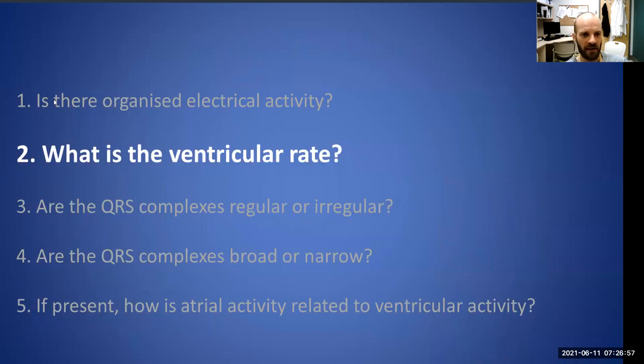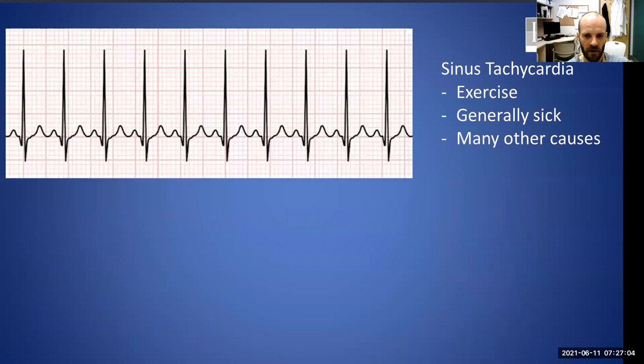So first question, is there organized electrical activity? Second question, what's the ventricular rate? Well, you know how to calculate the rate already. But to give you an example, in our first example of sinus rhythm, we saw it at a normal rate. But you can get a sinus rhythm, a normal rhythm, occurring quickly. So this is what we call a sinus tachycardia. Here we've got a ventricular rate. The interval between QRS complexes is a little bit less than two big squares. So the rate's going to be a little more than 150 beats per minute.